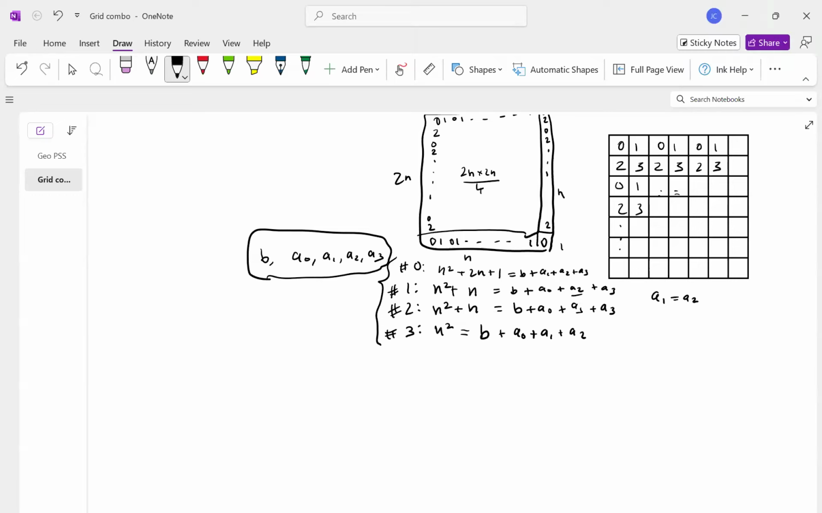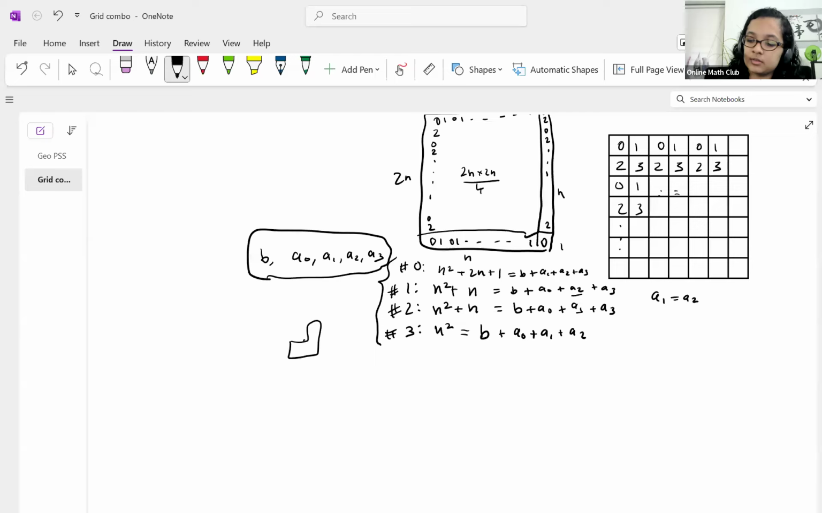We need to maximize the sum of AI, right? No, we need to minimize the sum of AIs. We want the minimum possible number of tiles with this type of tile. So we need to make it as low as possible.